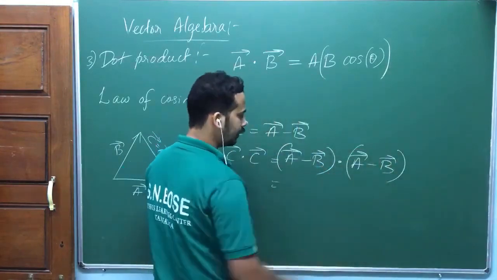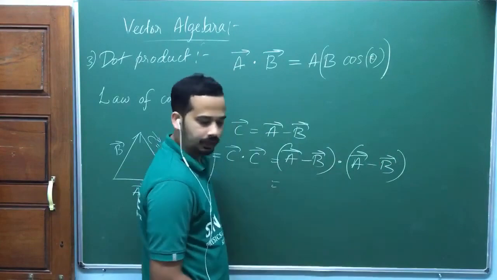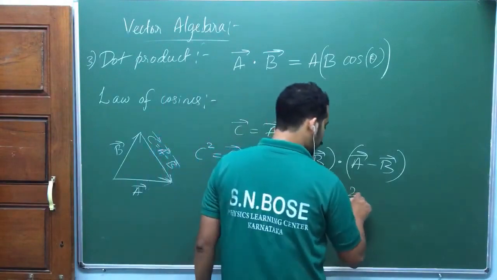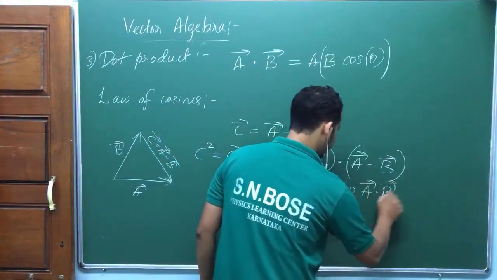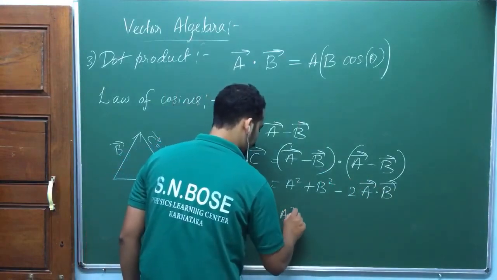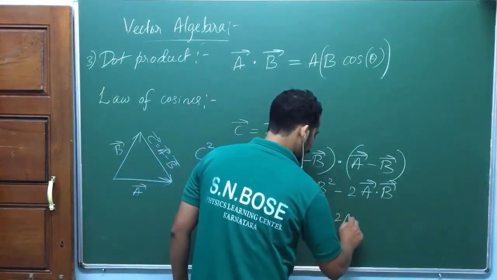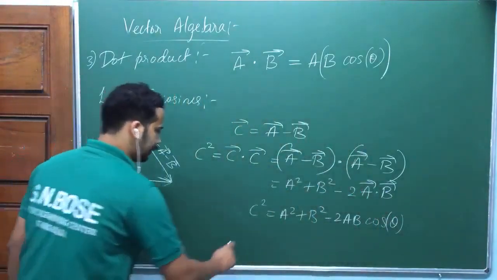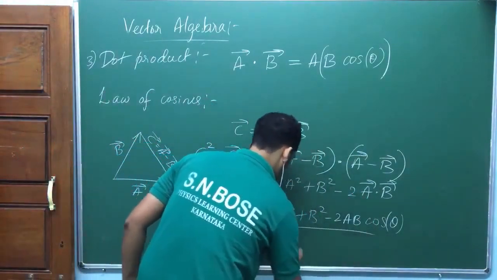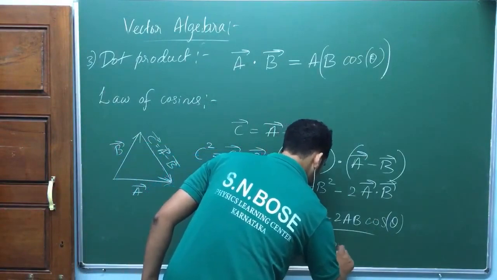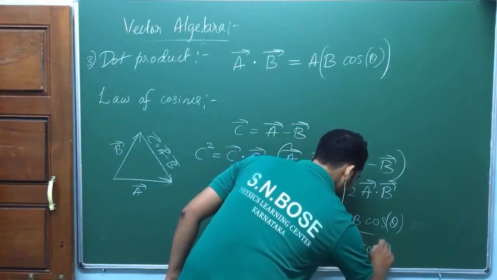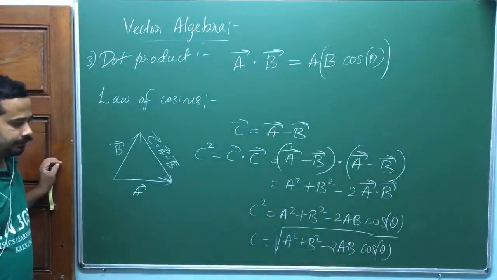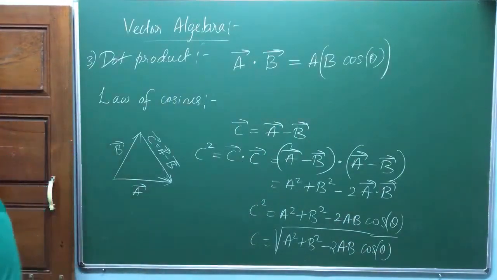A dot A minus B dot B, isn't it? A square plus B square. Can I write directly minus 2 times A dot B? Or C square is equal to A square plus B square minus 2AB cosine of the angle between them. Or C is equal to the square root of A square plus B square minus 2AB cos theta. You are going to use this somewhere. You can call it the law of cosines.